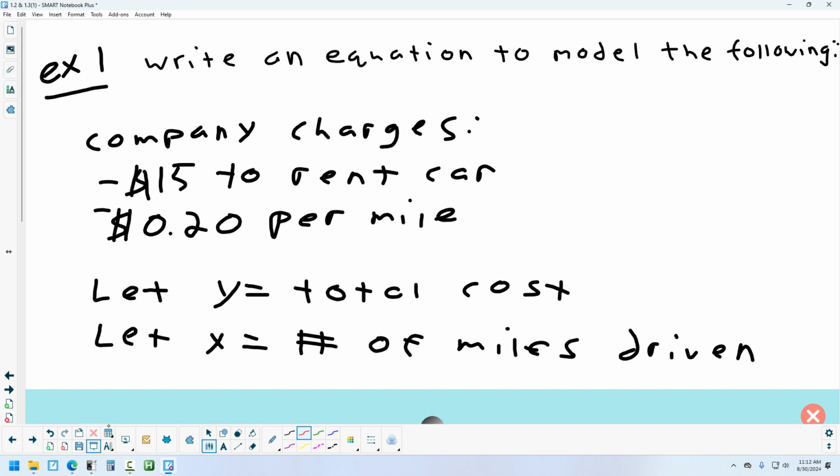Because the way you'd say that is the cost to rent the car is dependent on how many miles you drive it. Cost is dependent on miles, not the other way around. Miles isn't dependent on cost. You're going to rent the car, you're going to drive however far you have to drive, and then when you're done, your bill is going to depend on how many miles you drove. So the cost is dependent. So the number of miles is called independent.